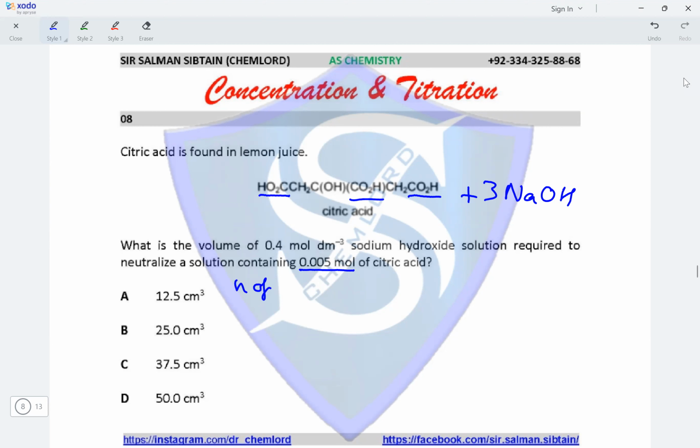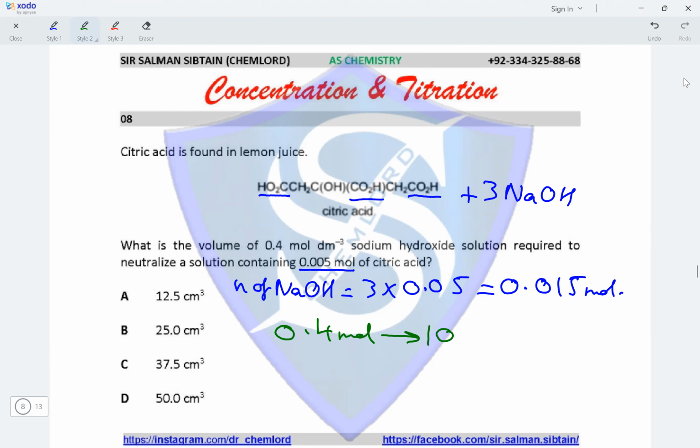So, moles of NaOH would be 3 into 0.005 because 3 moles of NaOH are needed to react with the given citric acid. This gives us a mole value for NaOH to be 0.015 moles. So now that we know the moles of NaOH required and we know the concentration of NaOH, we can calculate the volume of NaOH. How? First, we use the concentration. 0.4 moles are present in 1000 cm cube of the solution.